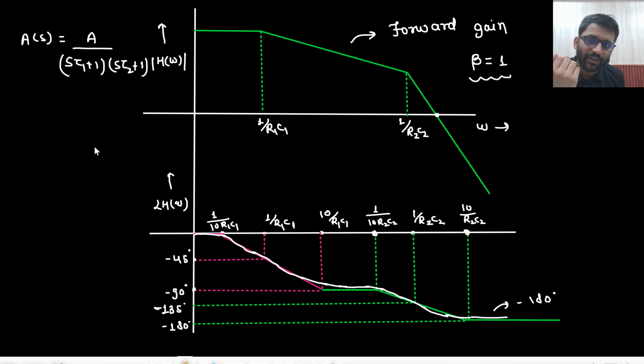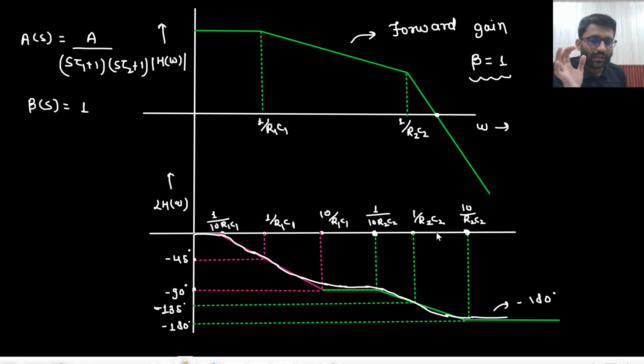Some DC gain divided by two poles. So this is giving us some phase shift. Forward gain is giving a phase shift. I have assumed my beta to be equal to 1 only. It is not giving me any phase shift, neither any reduction. This is what I have assumed.